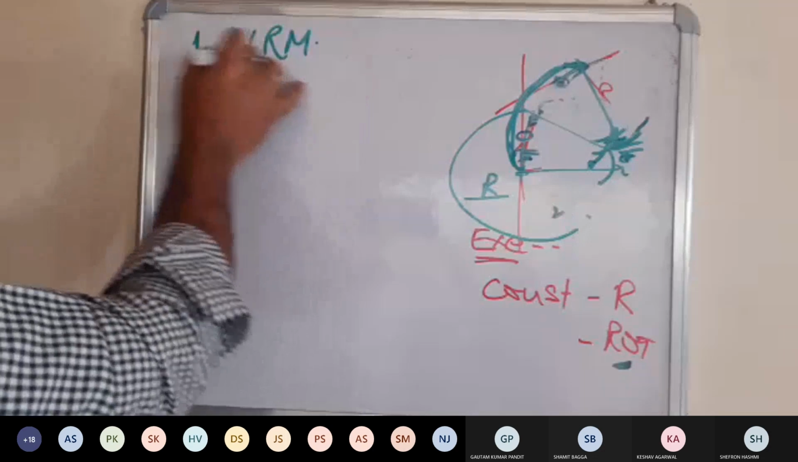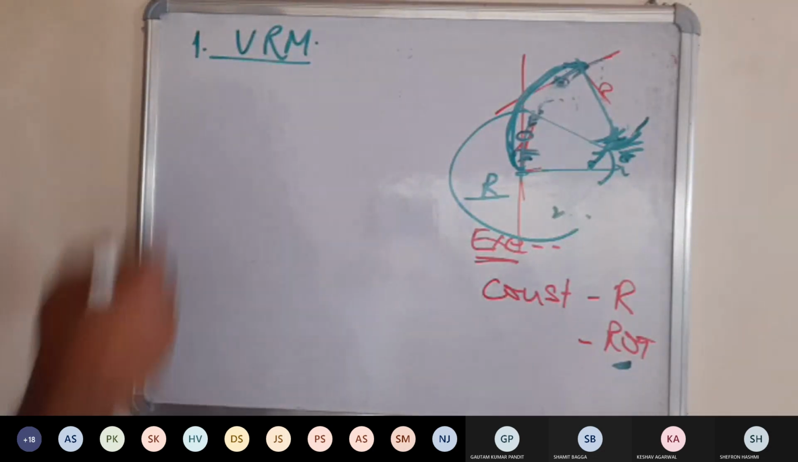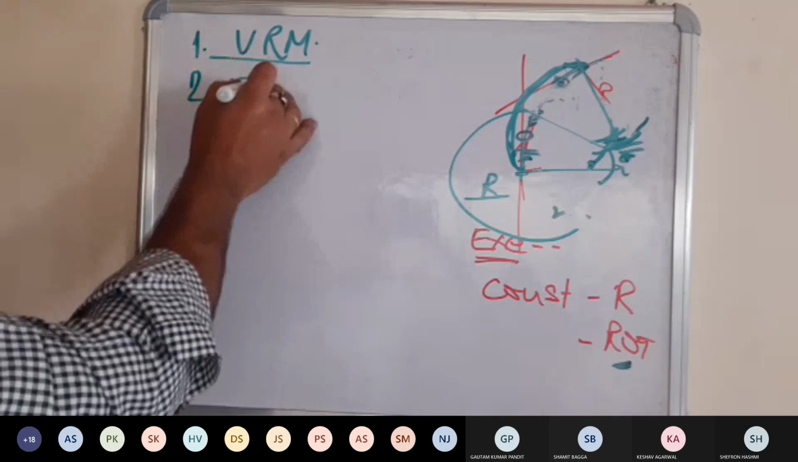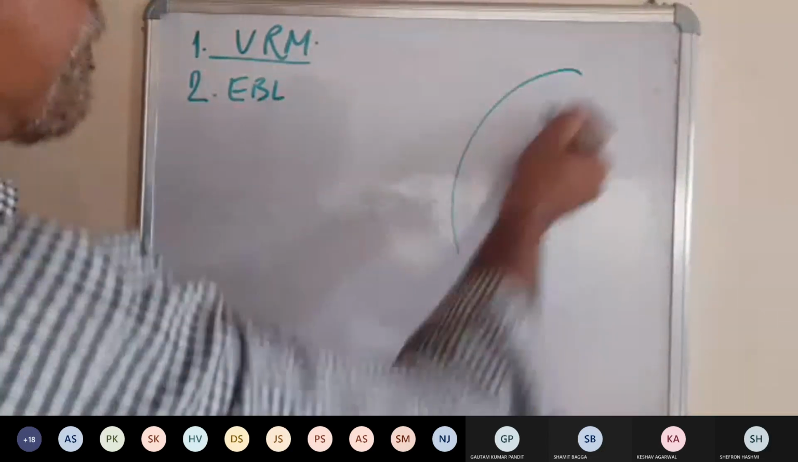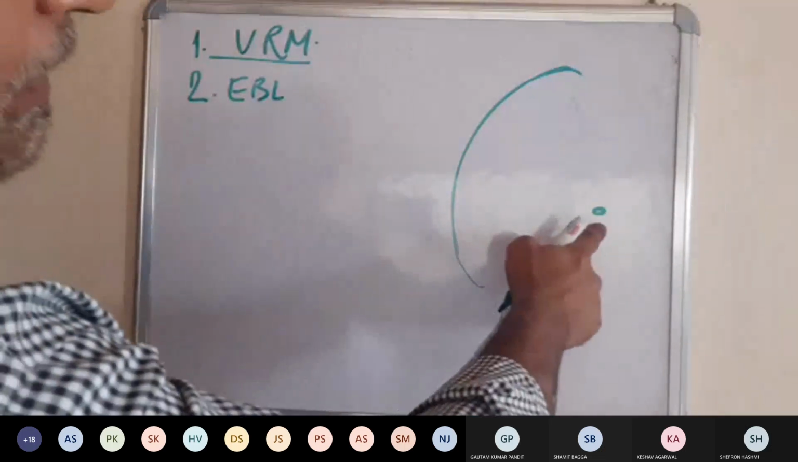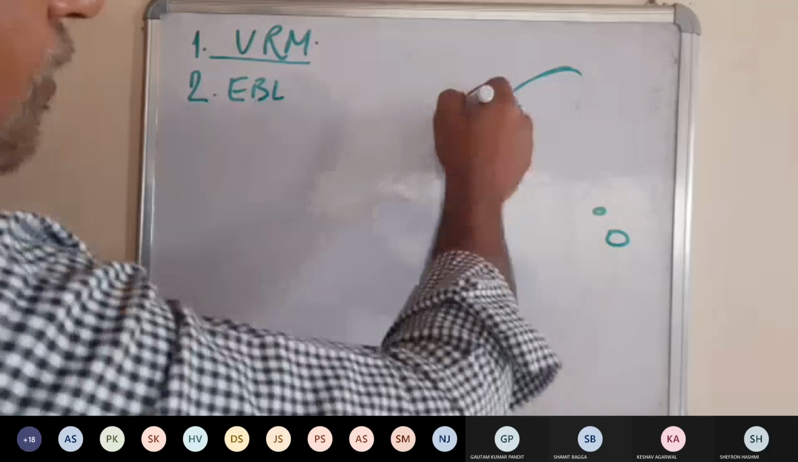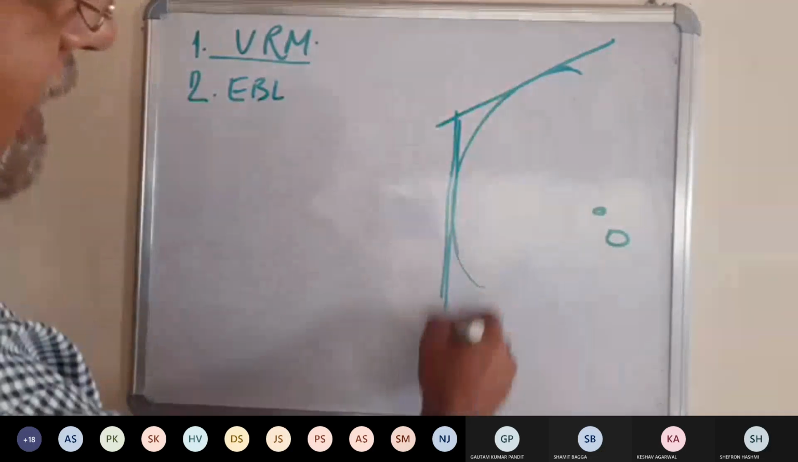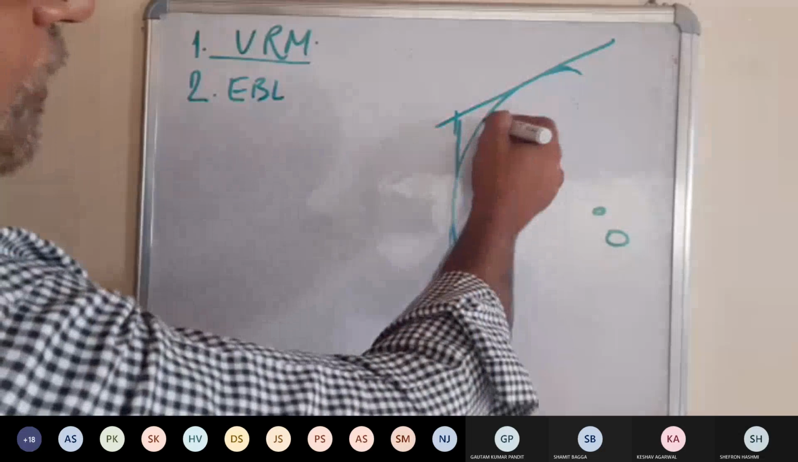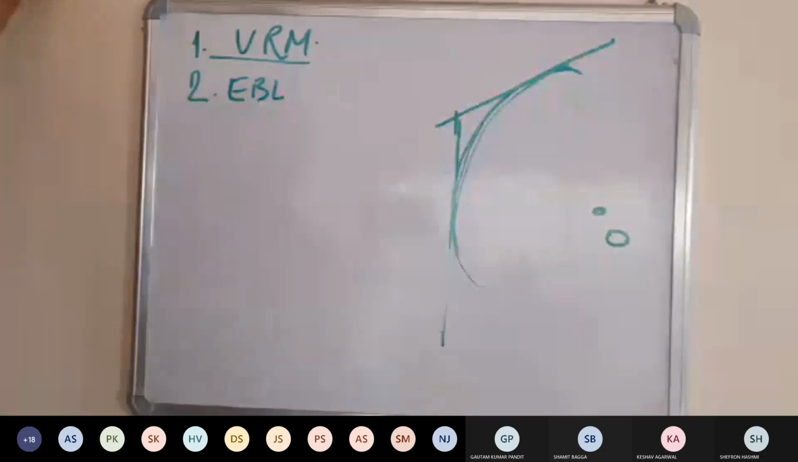Okay. So the first one was VRM, using VRM, how we can monitor the turn. Number 2 is EBL. What are we doing in EBL? On an arc of a circle, the circle that we have made is around O, which is the center of this, and we are turning like this here. So our track is going to be this arc of the circle. Is that correct?